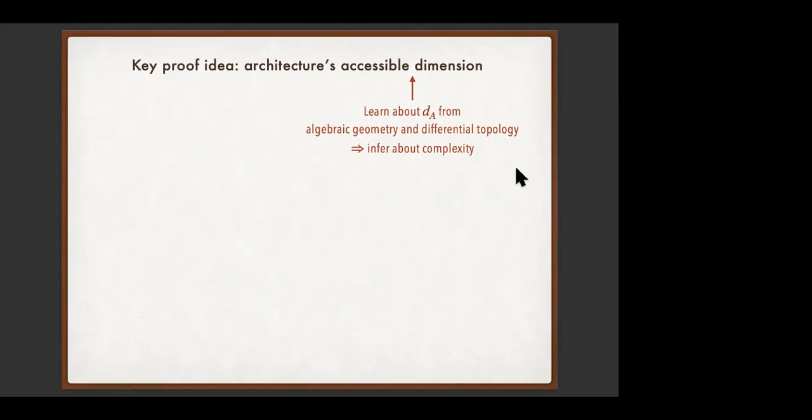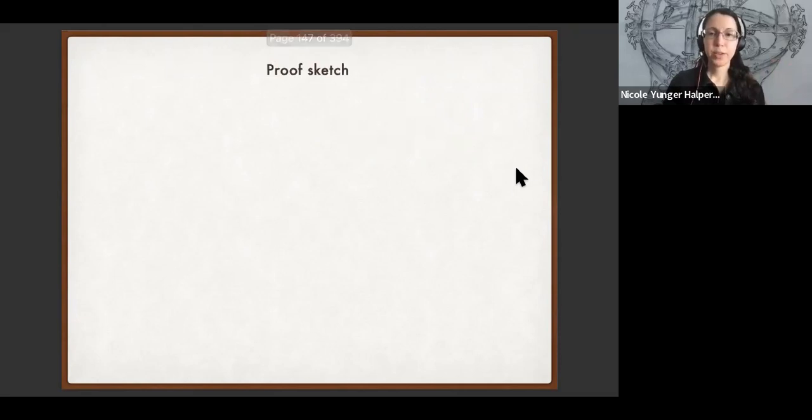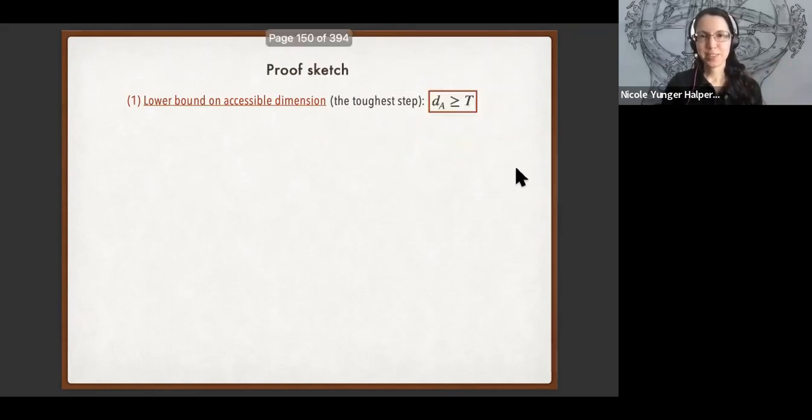We introduced this notion of an architecture's accessible dimension, and it becomes a useful tool in our proof. We can learn about the accessible dimension using algebraic geometry and differential topology. And from the accessible dimension, we can infer the complexity, which is what we really want to learn about. Here's a sketch of the proof. First, we lower bound the accessible dimension. This is the hardest step.